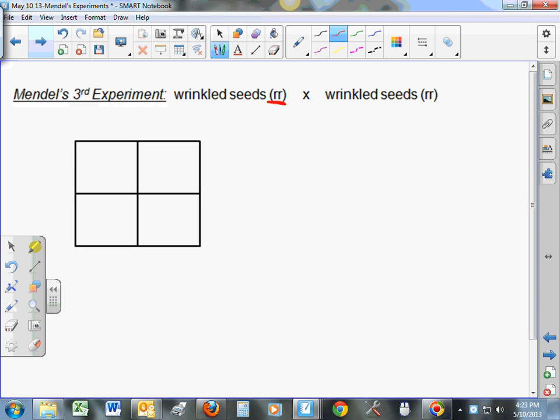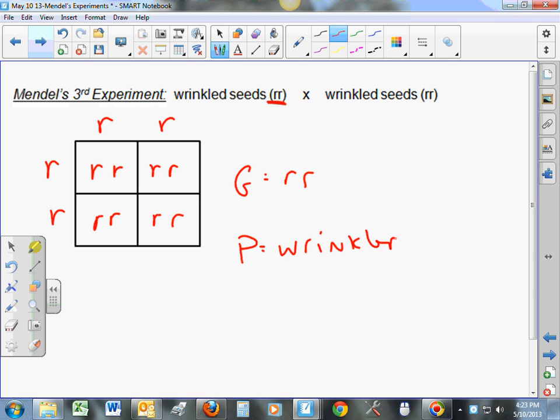So then Mendel takes a pea plant that's wrinkled and he crosses it with another one, and this is pretty easy. It's wrinkled for all of them, and the genotype's the same. It's recessive, and the phenotype was wrinkled. Okay, so that one's pretty easy. That's not bad.